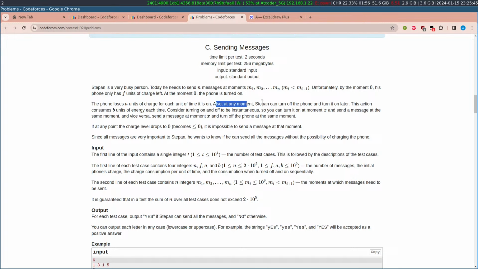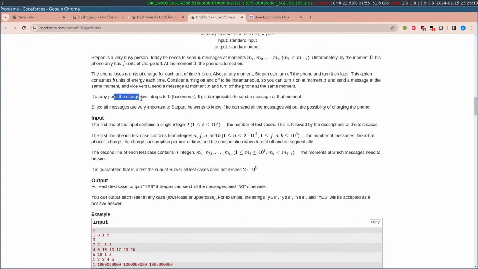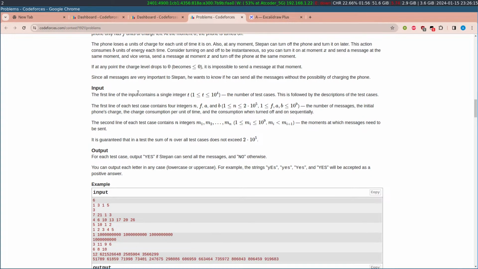Also, at any moment, Stefan can turn off the phone and turn it on later. This action consumes b units of energy each time. Consider turning on and off to be instantaneous. So you can turn it on at moment x and send a message at the same moment, and vice versa, send a message at moment x and turn off the phone at the same moment. If at any point the charge level becomes less than or equal to 0, it is impossible to send a message at that moment.